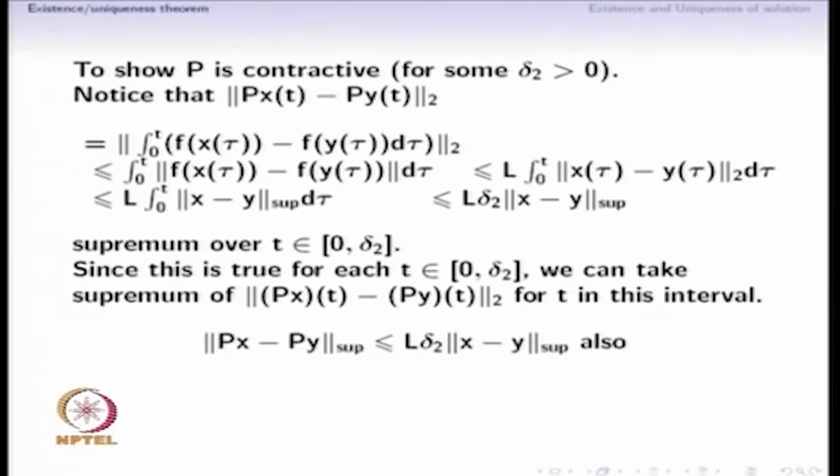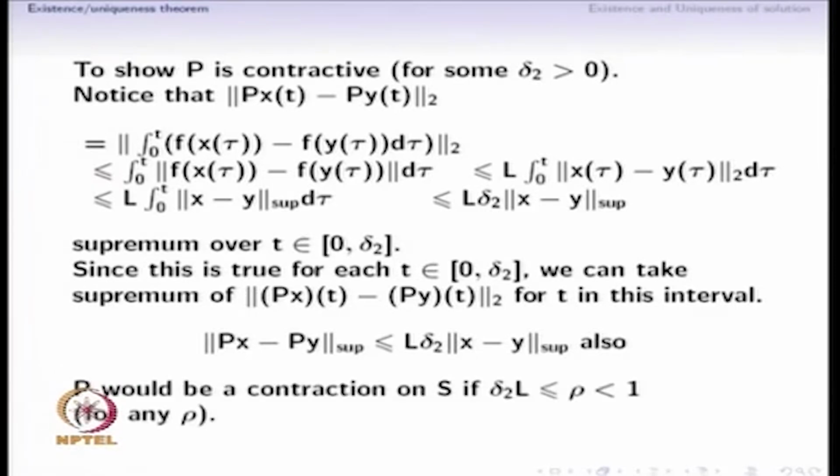So, this should give us a hint as to how to choose delta 2 so that P is a contraction on S. That was the objective of doing this inequality. So, when would this be a contraction? It would be a contraction if this particular quantity L times delta 2 is strictly less than 1. So, if you set delta 2 times L equal to some number rho, and that number rho is strictly less than 1, then we will obtain that P is a contraction on S.